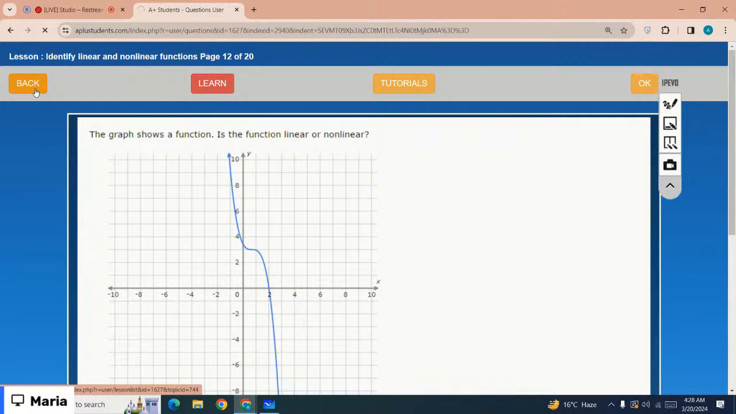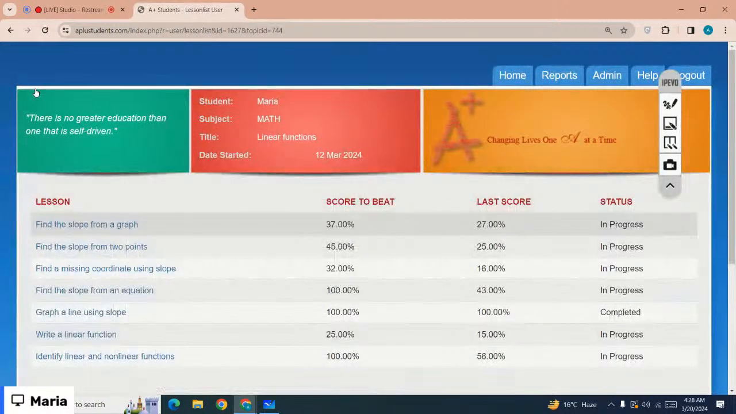So we were working on grade 7 math. The chapter we're working on is linear functions, and the lessons we have covered today are find the slope from an equation, graph a line using slope, write a linear function, identify linear and non-linear functions, right? So please make sure before the next session you complete all the practice questions for the lessons we did today. That is your homework until next session, right?